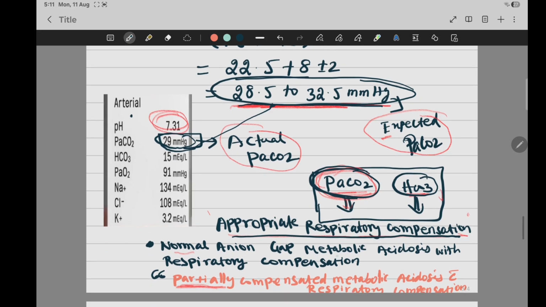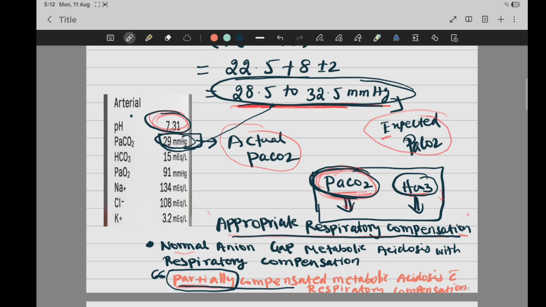Normal anion gap with metabolic acidosis with respiratory compensation. Okay. Now the answer is the partially compensated metabolic acidosis with respiratory compensation. Why am I mentioning partially compensated? You can see the pH value. Okay, what is the pH? 7.35. This is out of the normal pH value.